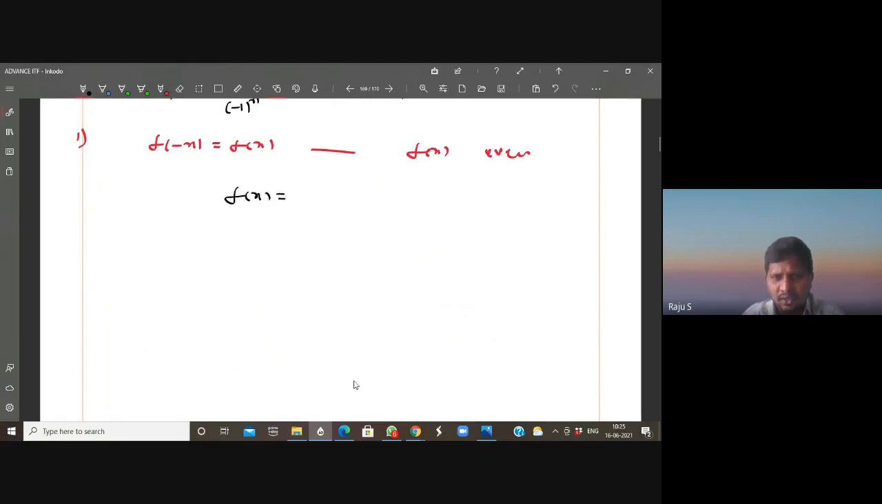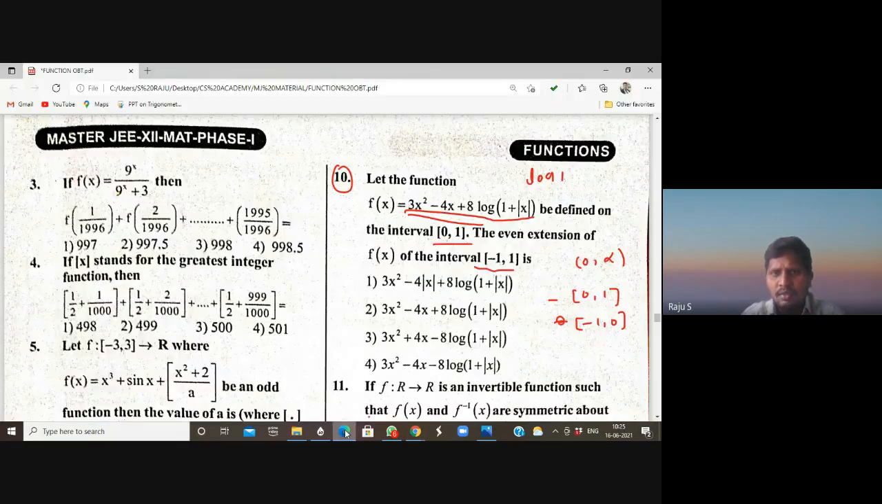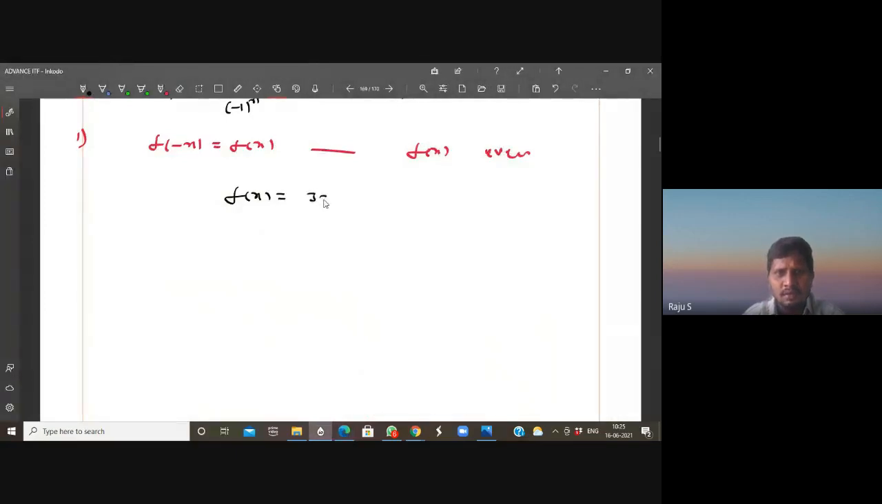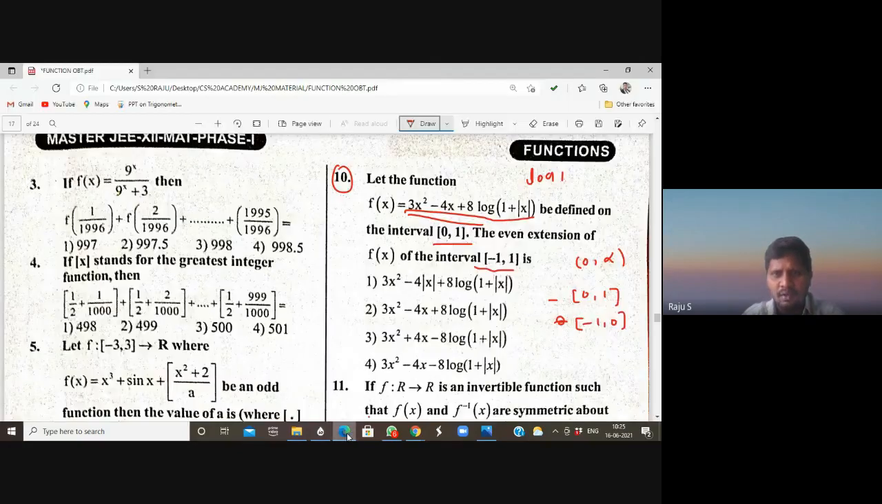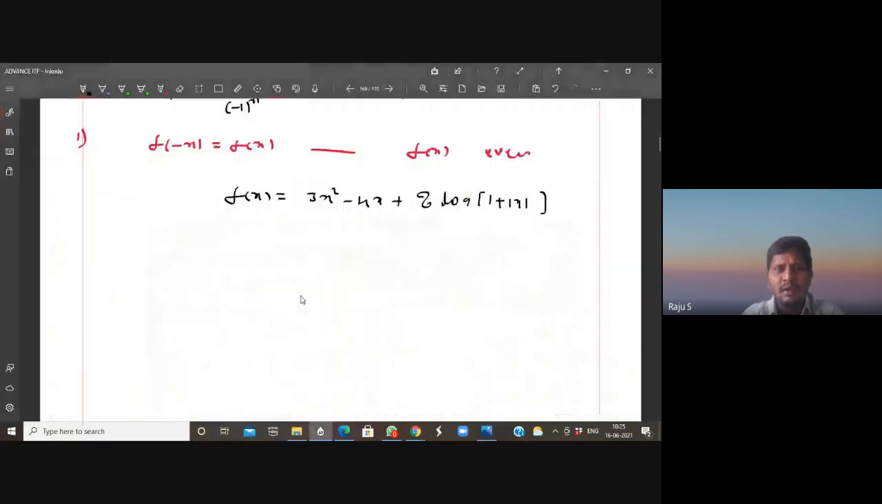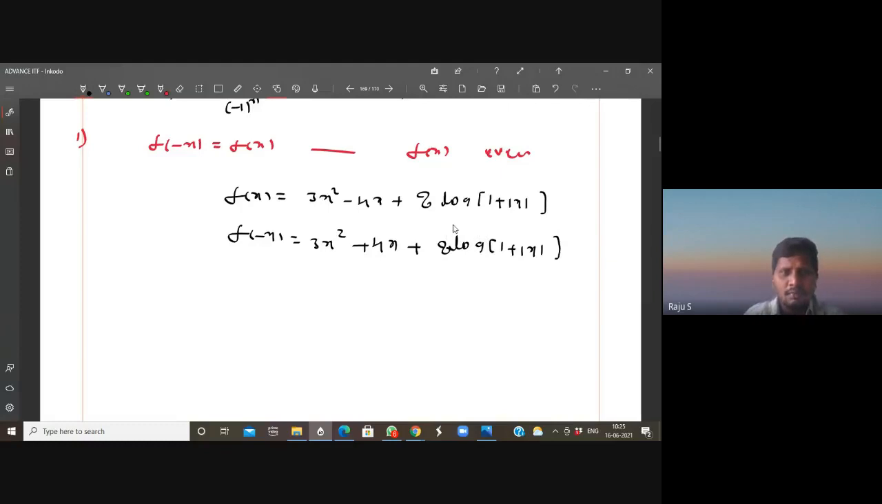Am I right? Right. Now all of you find f of minus x value. So what is the given function here? 3x square minus 4x plus 8 log of 1 plus modulus x. Am I right? This is the given function. Then all of you find this value f of minus x. f of minus x again 3x square minus, it minus plus 4x. Then remaining 8 log 1 plus modulus x will be same. So here minus becomes plus.